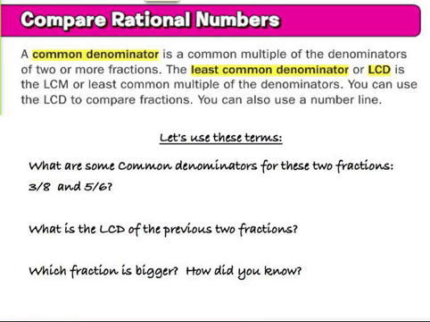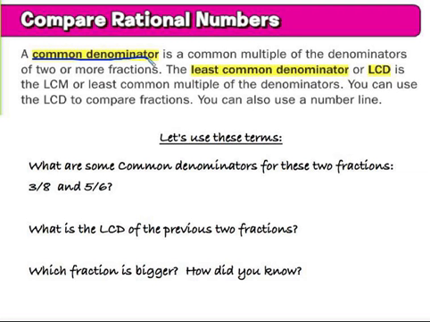All right, sometimes whenever we're comparing fractions, we're going to need what's called a common denominator. And a common denominator is a common multiple of the denominators of two or more fractions. And when we're adding and subtracting, well, this will be later, you're going to need a least common denominator so that you get the simplest denominator that you can work with in your problem. The least common denominator is the LCM, or the least common multiple, of the two denominators.